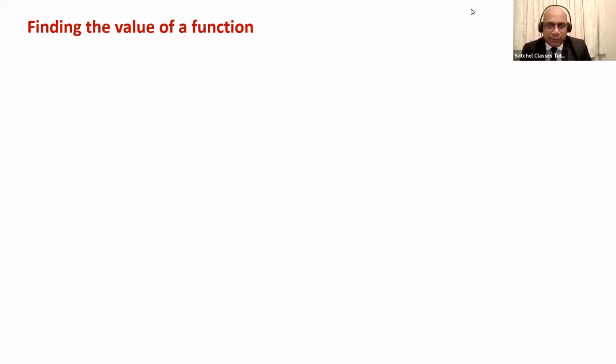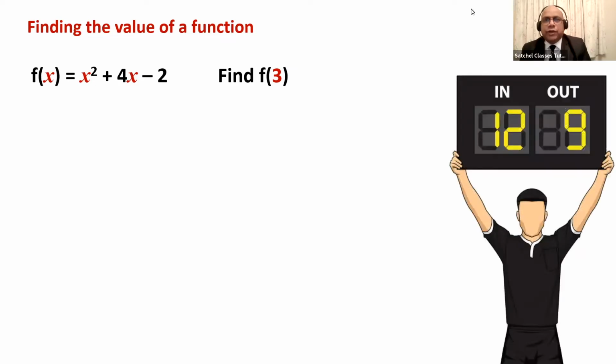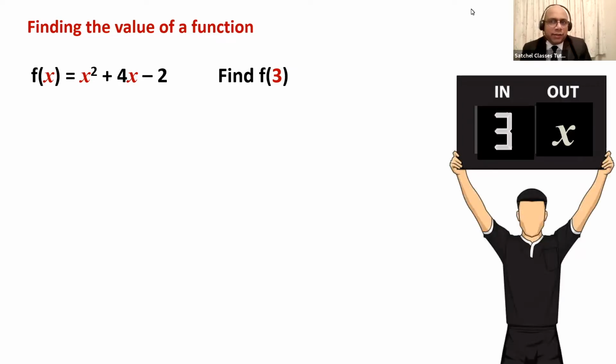Let's take one more example. This time, it's a quadratic function. So f of x is x squared plus 4x minus 2. Find the value of f of 3. So what's the replacement that we need to do in this case? We need to replace x by 3, right? Because in this case, we need to find f of 3. So we need to replace x with 3. On the left hand side, if I replace x with 3, we get f of 3, which is what we need. Likewise, we need to replace x with 3 on the right hand side as well.